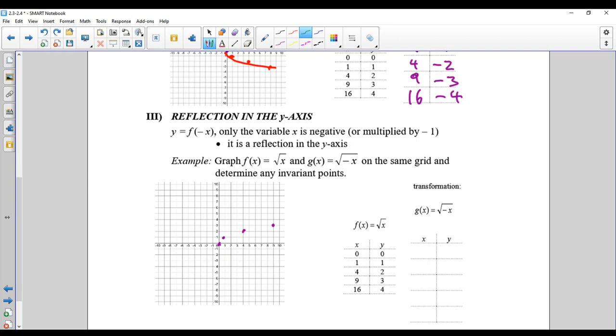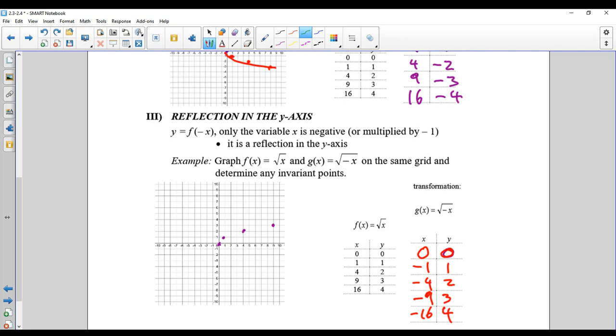Now, remember, my y values are not changing. So it's still 0. I'll use red for that, actually. It's still 0. It's still 1, 2, 3, and 4. But every x value now is going to change sign. So 0 is still going to be 0, but minus 1, minus 4, minus 9, and minus 16.